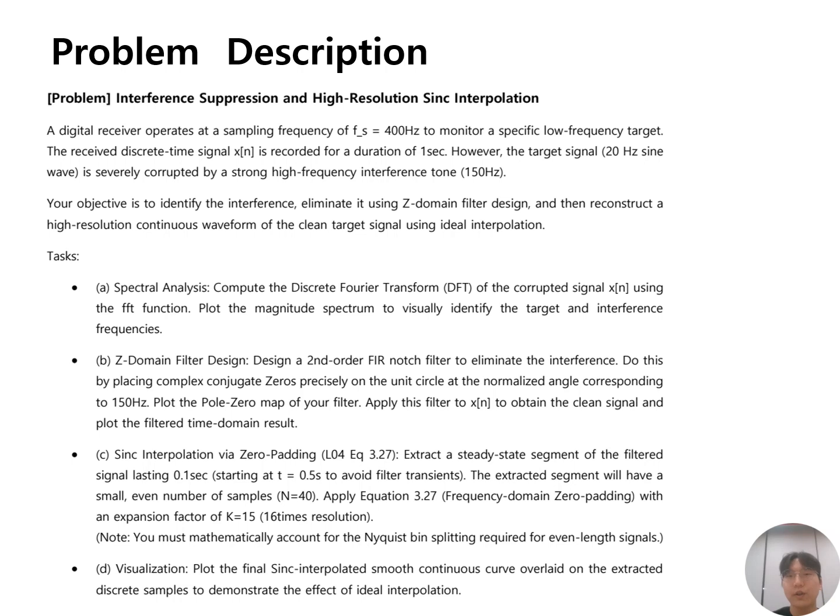Therefore, our overall objective to recover this signal is divided into three logical steps. First, we must mathematically prove the existence of these frequencies. We will identify the hidden component by transforming the signal into the frequency domain. Second, we must selectively eliminate the 150 Hz interference instead of using a black box function. We will design a precise z-domain filter from scratch by placing zeros directly on the unit circle.